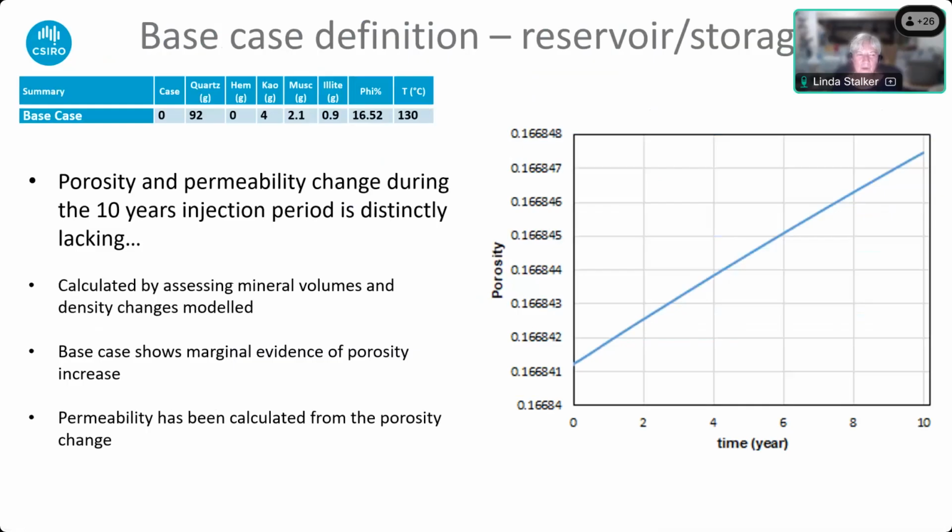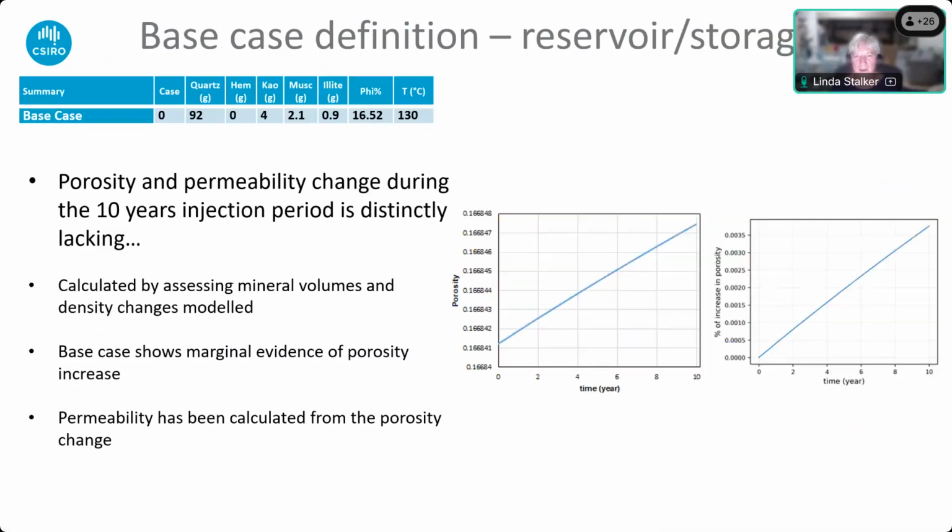Obviously, what we've been doing is calculating this by assessing the mineral volumes and density changes modelled, trading off the porosity. And the base case here shows that there's marginal evidence of porosity increase. So in a reservoir, if we've seen increasing porosity in the near term, that's not a bad thing. It's allowing us to continue to inject. We're not having to worry about things gumming up and the need for additional wells being drilled. And you can do a conversion, a calculation to get to permeability.